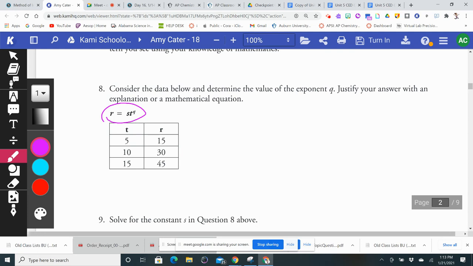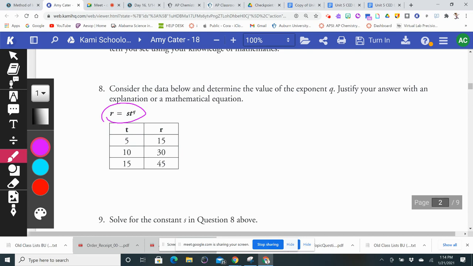So if T is 5 and R is 15, what does Q have to be? Okay, and then if R is 30 and T is 10, what does Q have to be? Yeah, we make S 3. It says justify your answer with an explanation or mathematical equation. So then write that down.